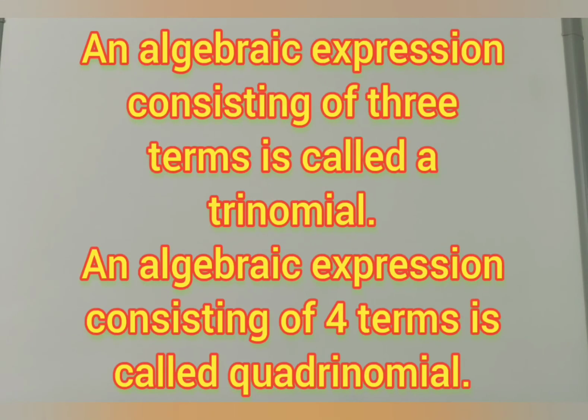Now, do you know about the trinomial? Yes, correct. If it has three terms, that is said to be a trinomial. Then what if it has four terms? It is said to be a quadrinomial. Otherwise, it is said to be a polynomial. See, monomial, binomial, trinomial, quadrinomial, and for more than 4 terms it is said to be a polynomial.